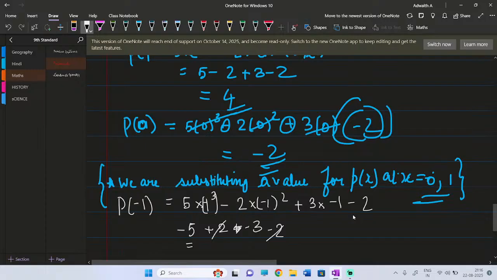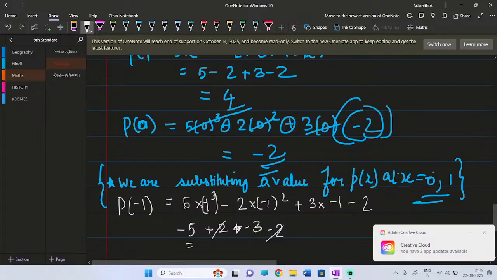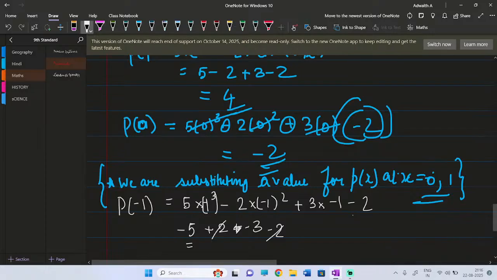Negative 5 plus 2 minus 3 minus 2 is equal to negative 8. What is the confusion in that? Do you think I'm wrong?